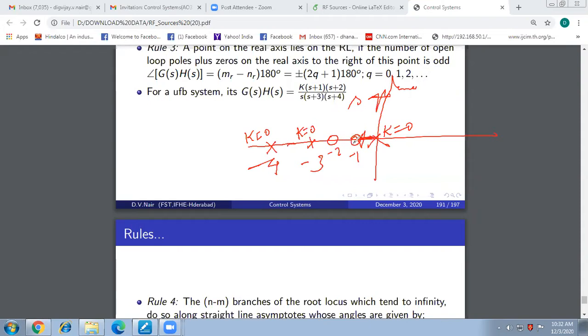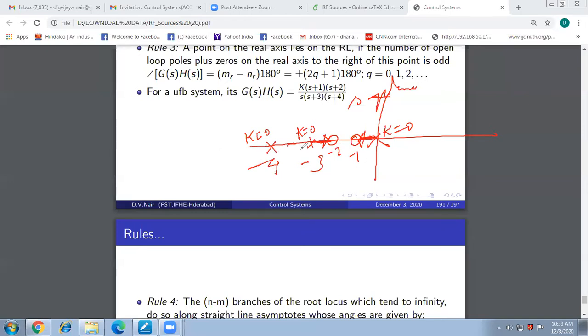Then the points between -1 and -2 do not lie on the root locus, because the number of open loop poles and zeros to the right is even, 2 here. Then these points again lie on the root locus, because the number of open loop poles and zeros to the right is odd. The branch originates at -3 and terminates at the open loop zero at -2. So show the arrow, the direction in which the branch progresses.